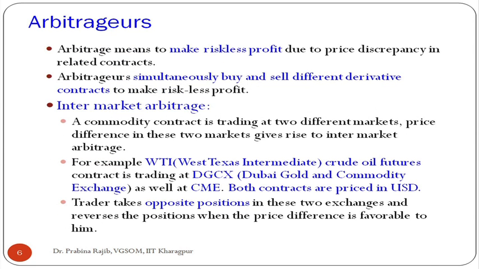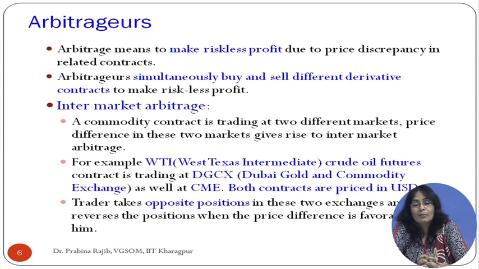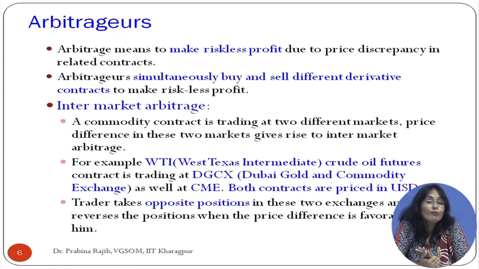Now, who is an arbitrager? Arbitragers, all of us know, make a risk-less profit by buying and selling simultaneously. So, an arbitrager has to buy and sell two different contracts at a given point of time. Let me give you one example of an intermarket arbitrage. So, what exactly is an intermarket arbitrage?